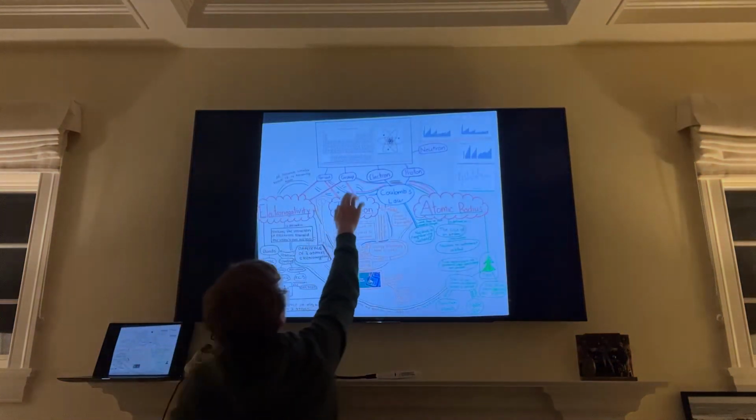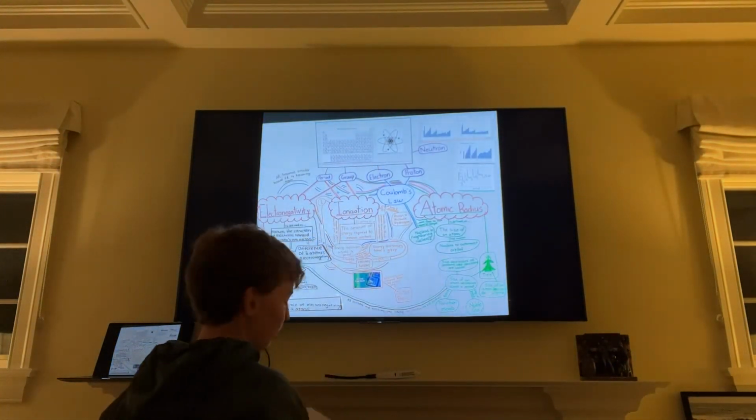Sorry, my computer turned off. It should turn back on in a second, and then it continues to get smaller and smaller.